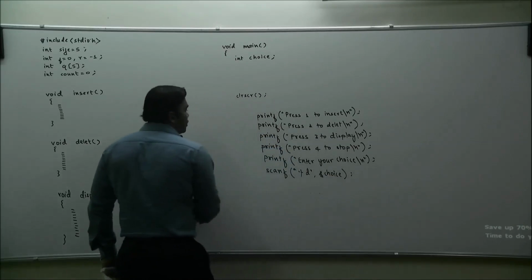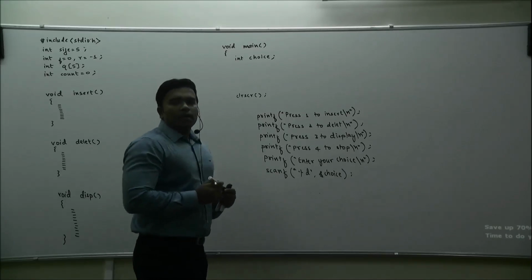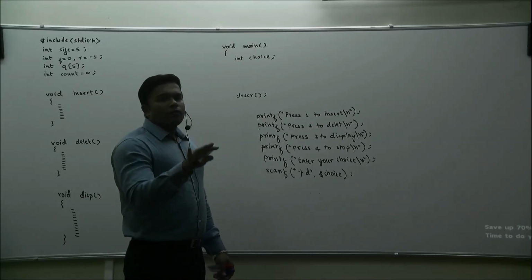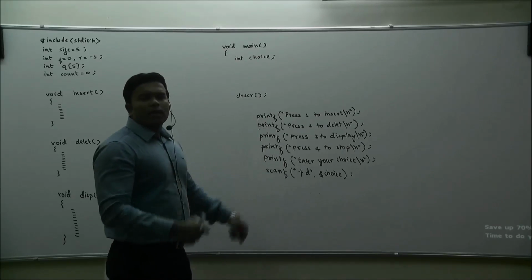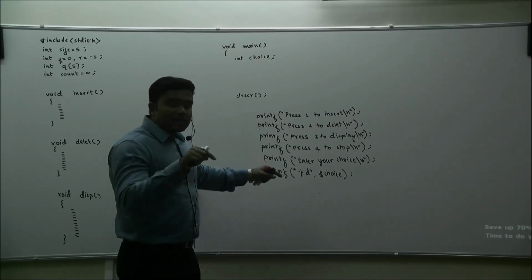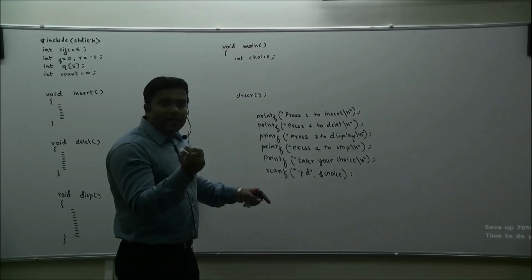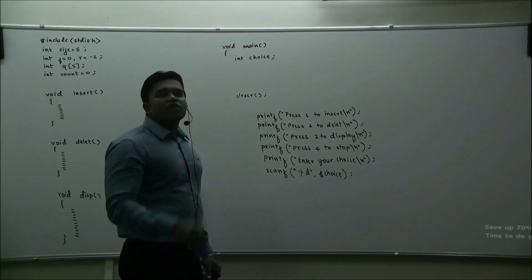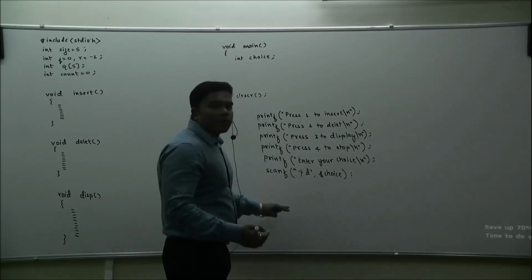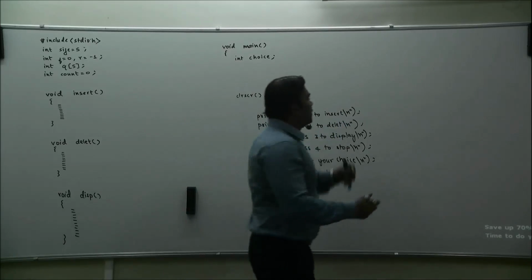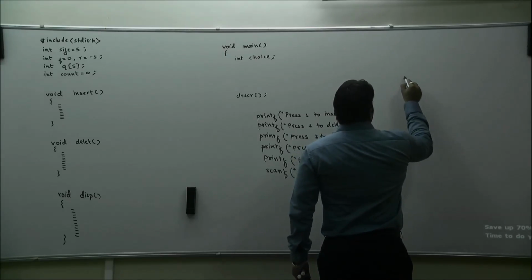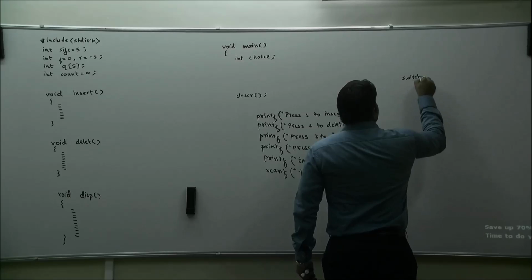Now what is there in choice, I really don't know. The choice could contain 1 or 2 or 3 or 4. It depends on whatever the programmer presses on the keyboard. But whatever he presses, choice will collect it, and accordingly the respective function should get called. That is what the switch is going to do. No space below, so I am writing it here. Switch choice.